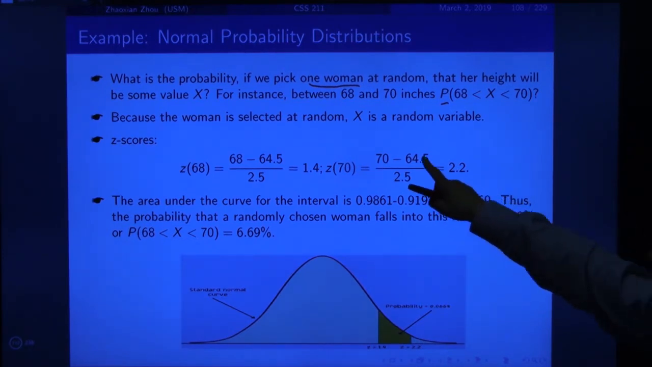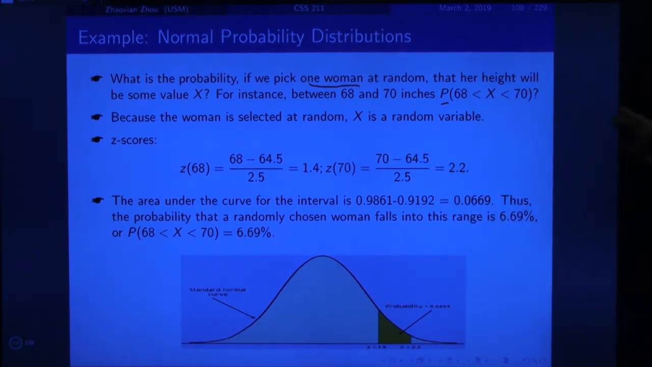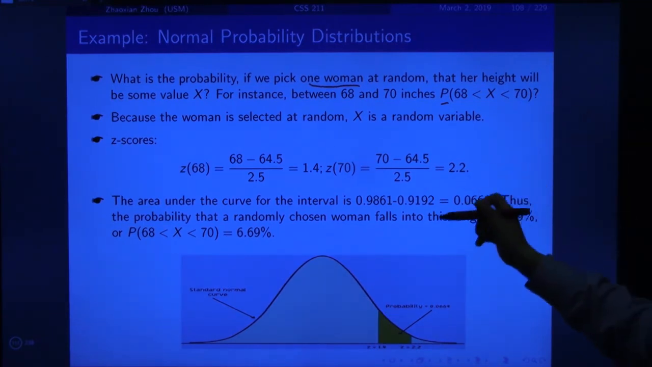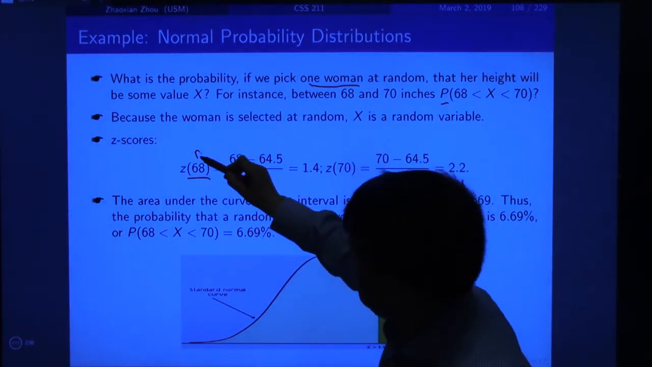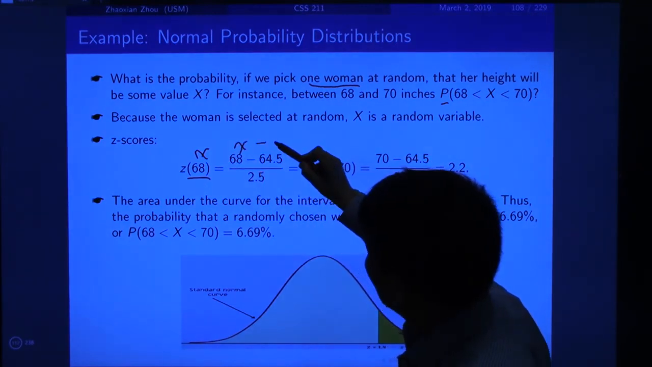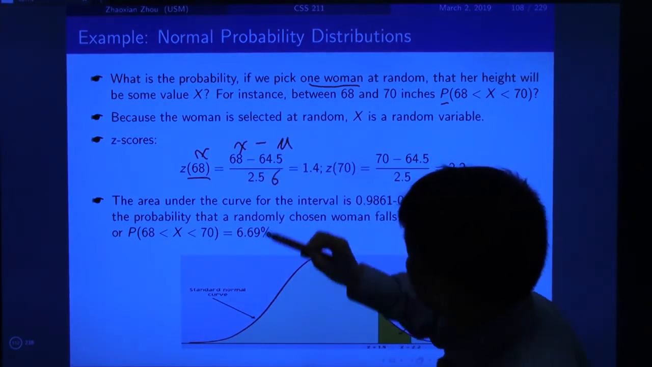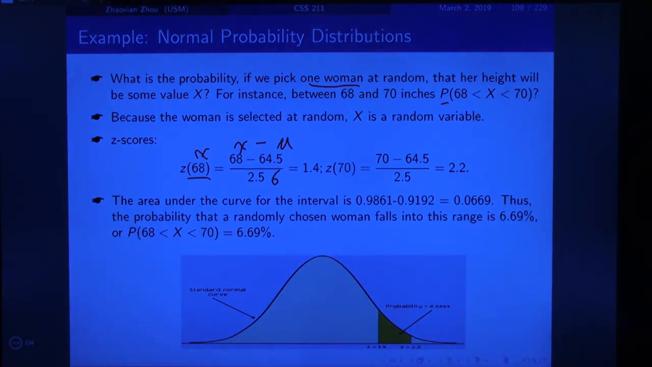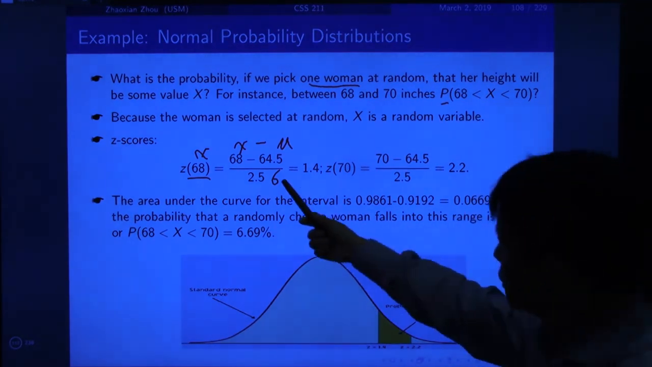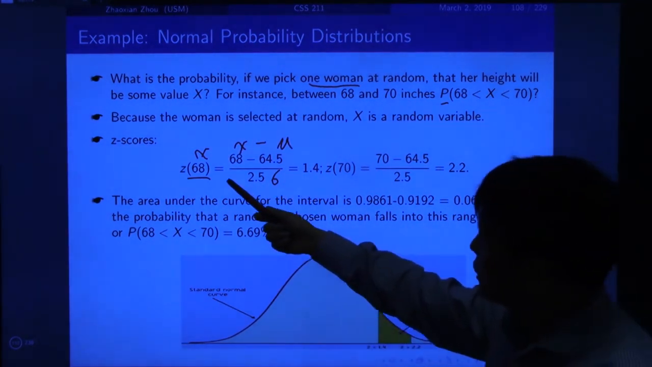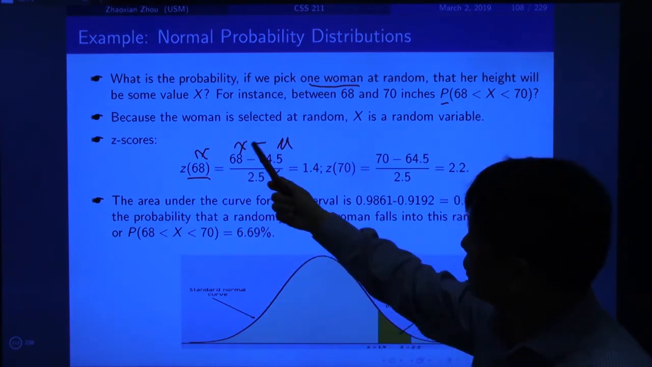Because the woman is selected at random, x is a random variable, which is what we are going to discuss in this chapter. So as usual, we use the z-score. The z for 68 equals x minus mu, divided by the standard deviation. For the normal distribution, we still use the previous numbers. The mean equals 64.5 and the standard deviation equals 2.5. So the z-score for x equals 68 is this minus this over this.